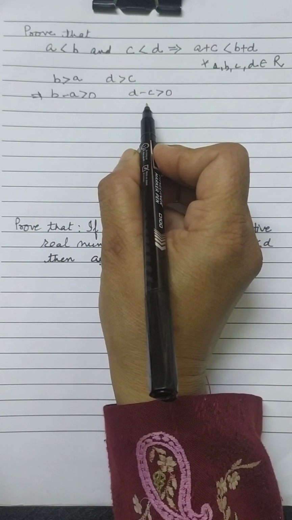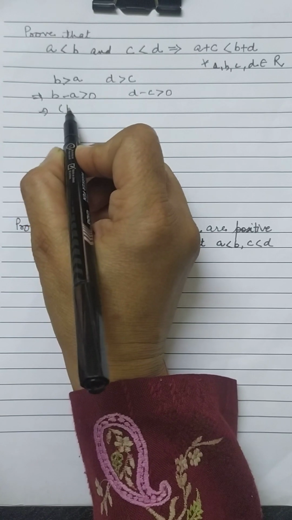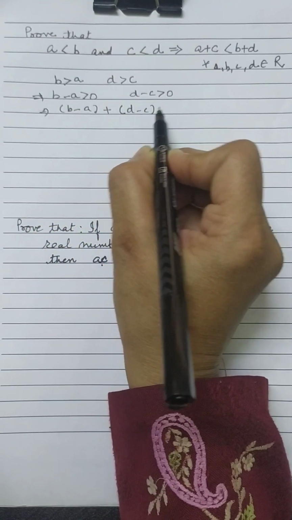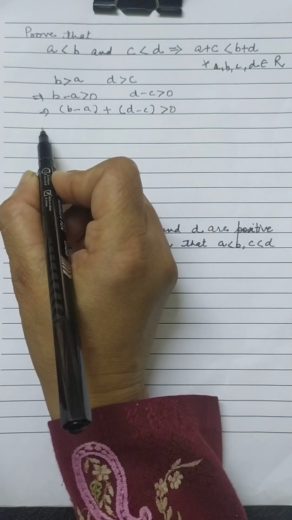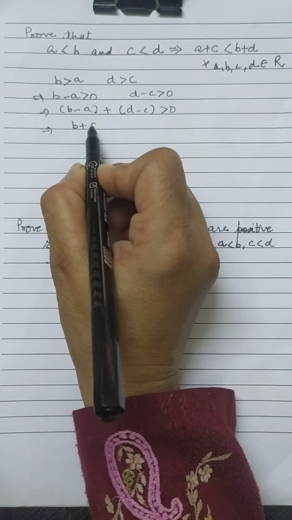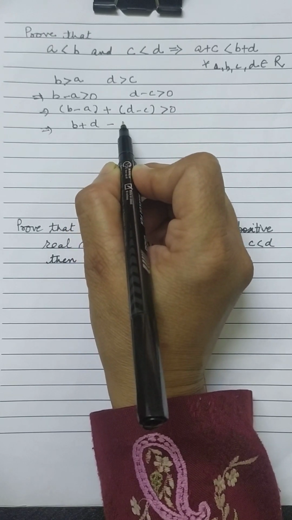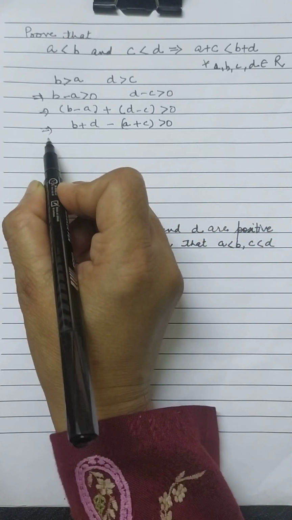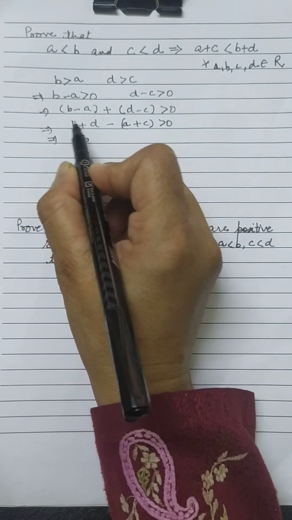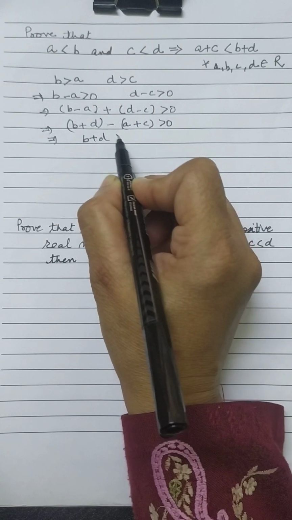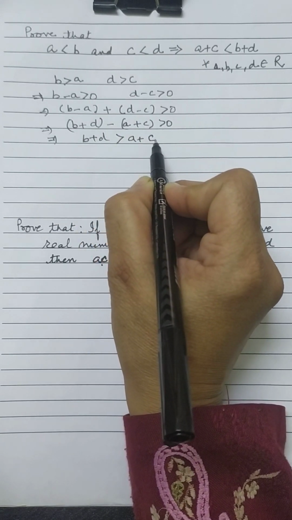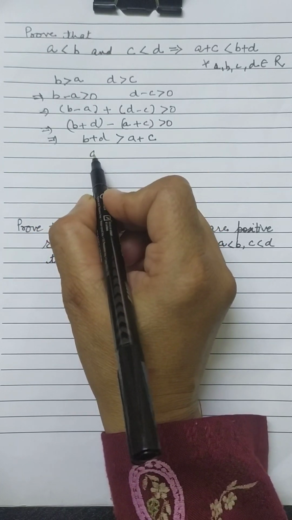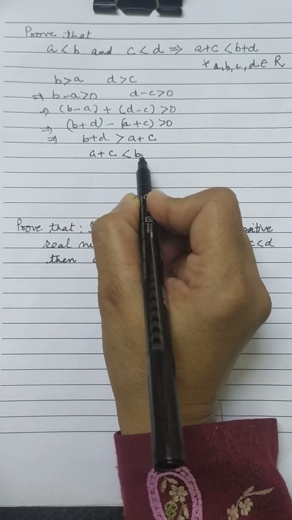Now both of these are positive numbers, so I can add them and that would also be a positive number. So this is (b + d) − (a + c) > 0. This implies that b + d > a + c. So I can rewrite it as a + c < b + d.